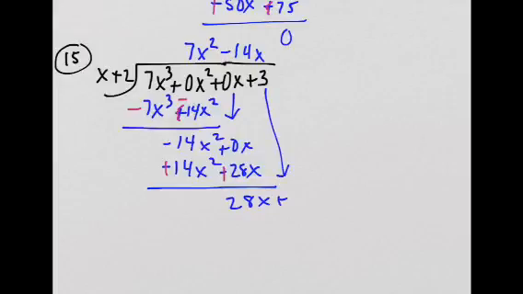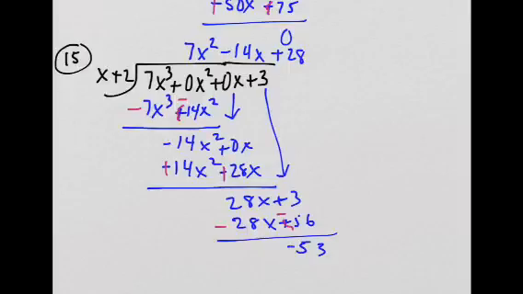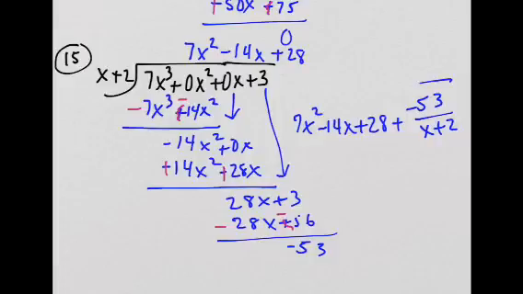Bring down the 3. And x into 28x is 28. We're going to multiply. Plus 56. We're going to add the opposite. So then that gives me negative 53 as my remainder. So your answer would be 7x squared minus 14x plus 28 plus negative 53 over x plus 2. Or you could just put minus 53 over x plus 2.